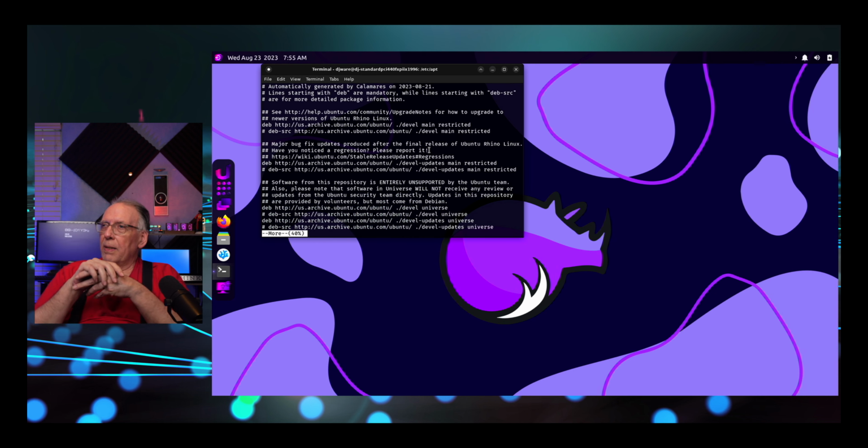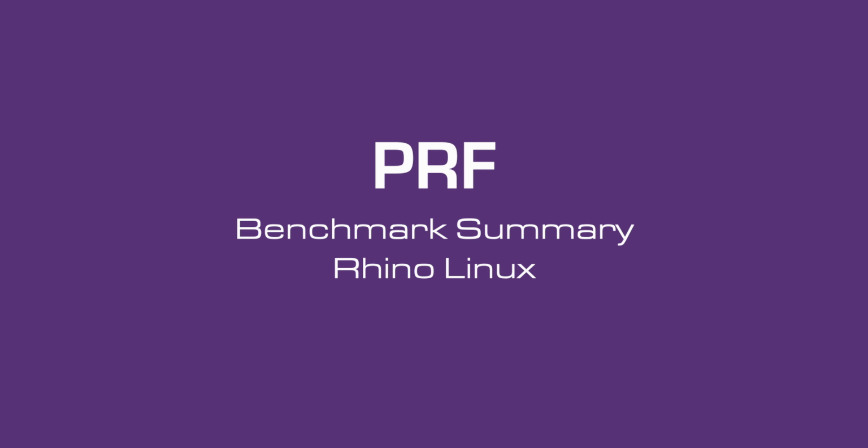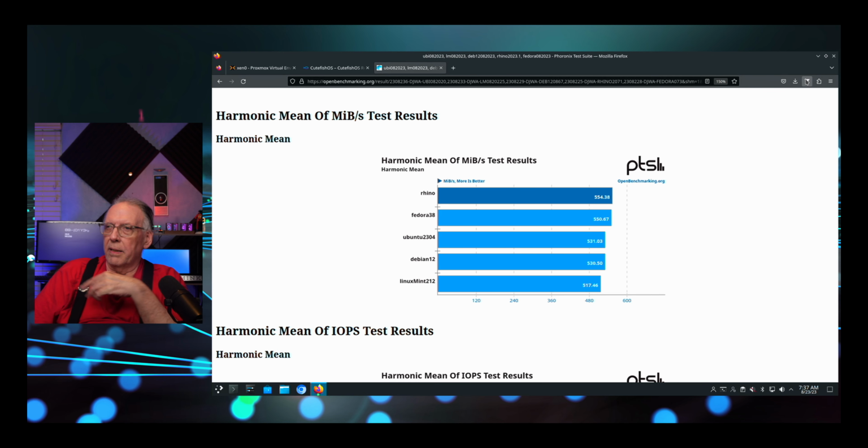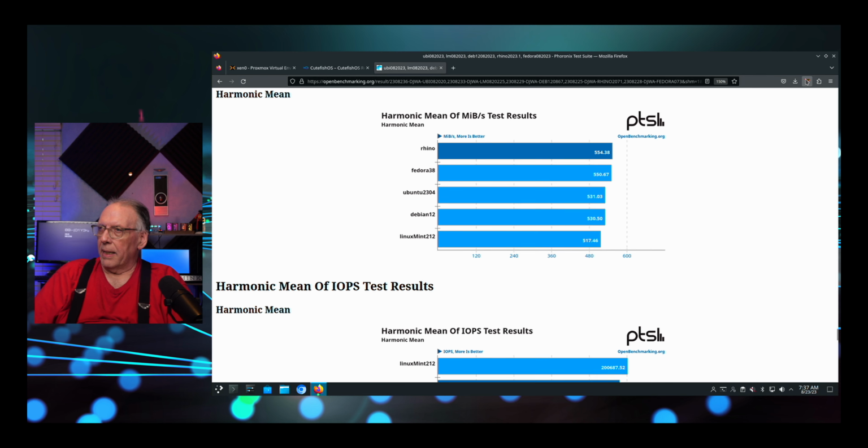I just want to see where they're drawing these from. I've heard it's the development library. Yes, it is. It's the development repo. What we're going to do is take a look at the harmonic means.